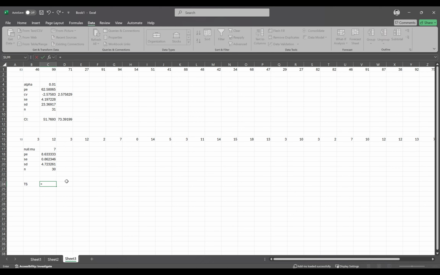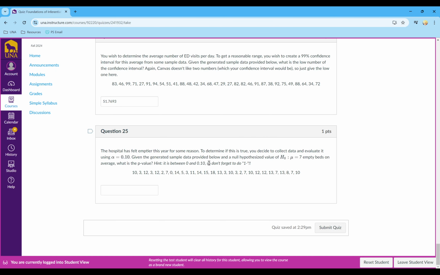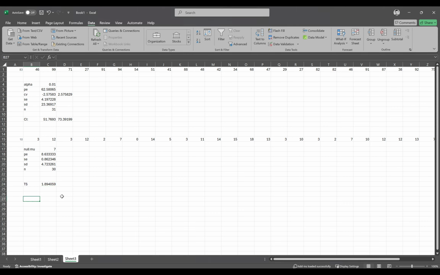All right, and again, my test statistic, getting us to the starting place of the p-value. This test statistic is the numerator divided by the standard error. That standard error is at the bottom. In the numerator, I have the point estimate minus the null hypothesized value. So this is my test statistic. It is positive, and so that's why I'm getting this warning or hint: don't forget to do the 1 minus, and the final answer should be between 0 and 0.1.